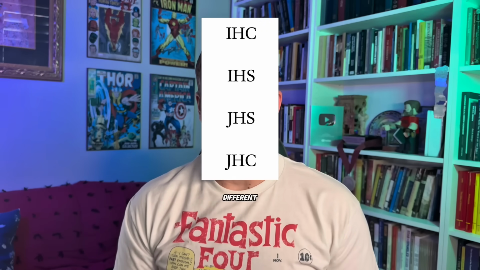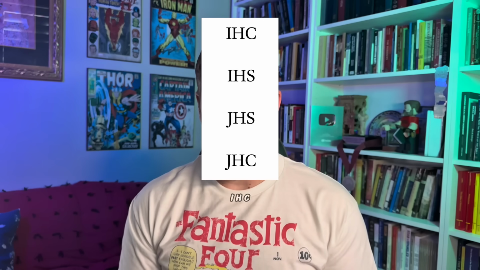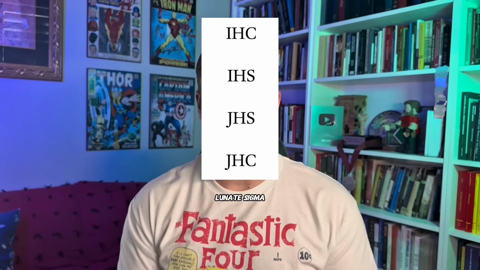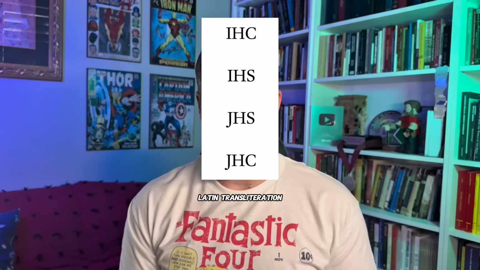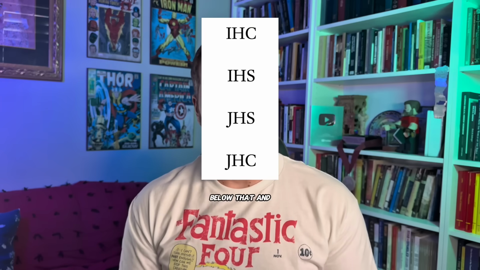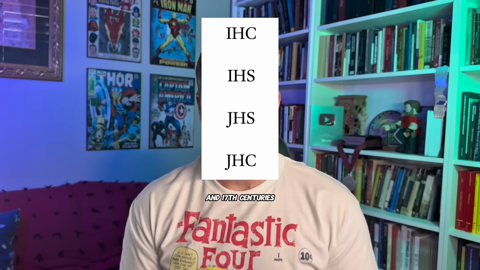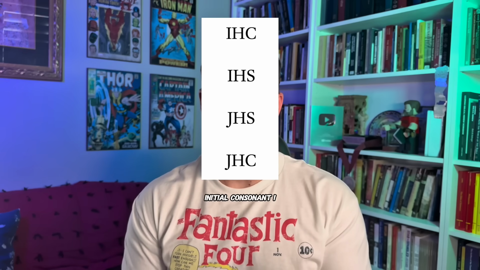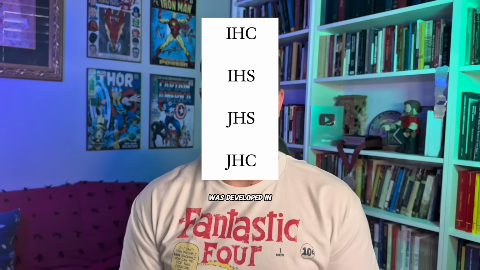These are 4 different common ways that this monogram was written. At the top, you have IHC, which uses the lunate sigma. Underneath that, you have IHS, which is the Latin transliteration that uses the character S. Below that, and this would have only started in the 16th and 17th centuries, instead of the initial consonant I, you have the consonant J, which was developed in English.